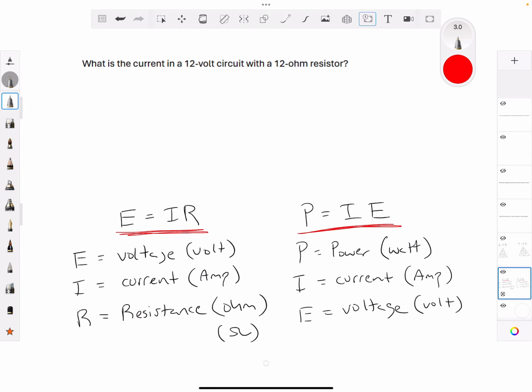All right, so the first one is "ear." You would just say it like "ear" and "pi." So those are the two, ear and pi. E equals IR, P equals IE.